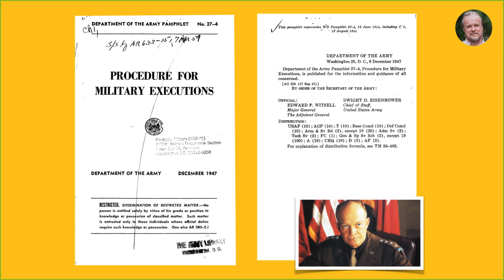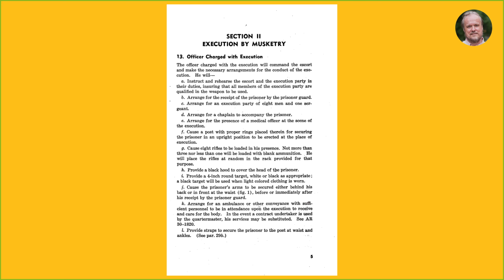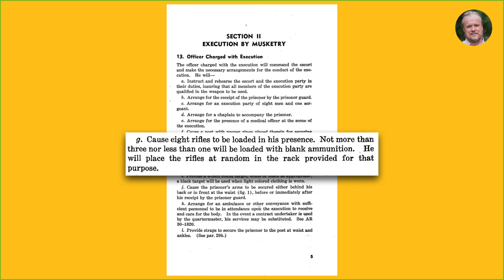It's interesting, however, that firing squads are not always done the way I just described. This is another American president, Dwight Eisenhower, who in 1947, before he became president, signed this procedure for military executions in the US Army. If we look at section 2 of this document, then item G says that not all guns used by shooters should be loaded. Some of them should be left unloaded or filled with blank ammunition.